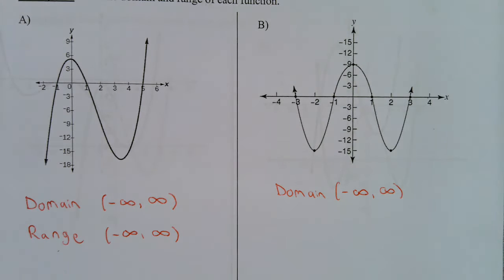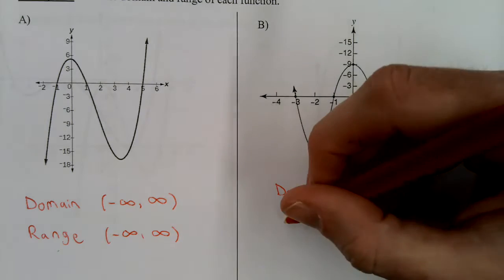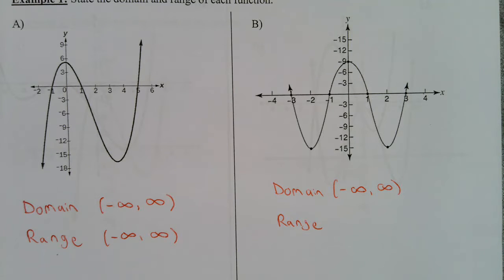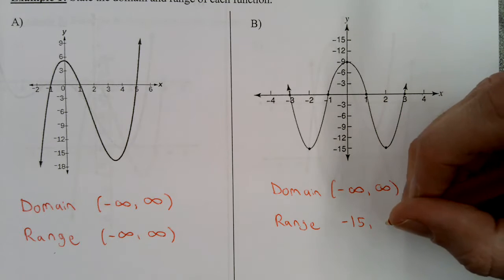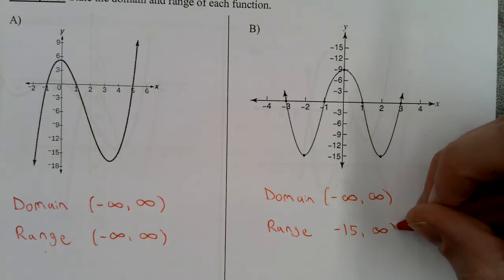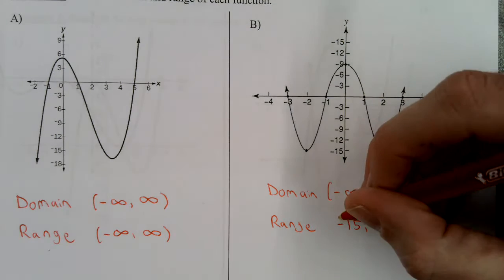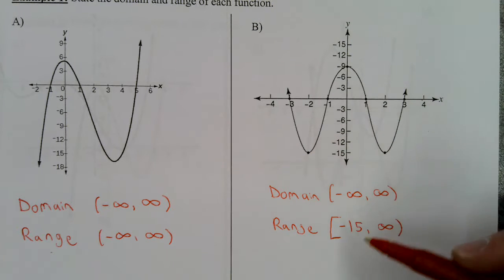But the range starts at negative 15 and it goes up. It does not go below negative 15. So I put the smaller number first. The range is going from negative 15 up to infinity. Always put parentheses around the infinities. And if the negative 15 is included in the range, then you put this symbol. Okay? If the negative 15 was not included, so suppose it was like an asymptote, or if it was like an open circle, then you'd put a parenthesis.